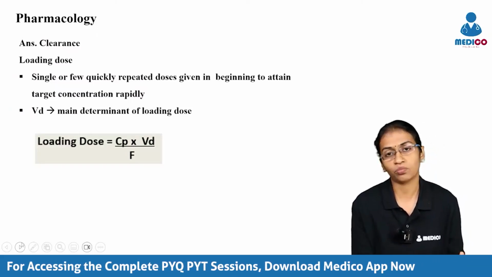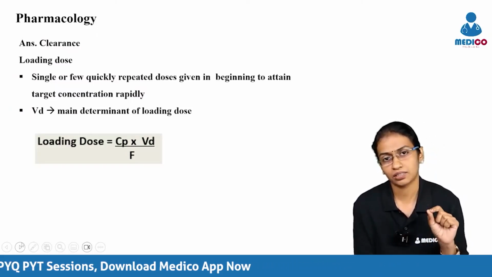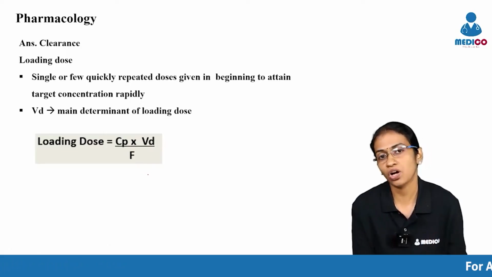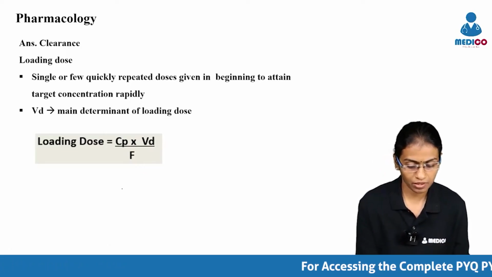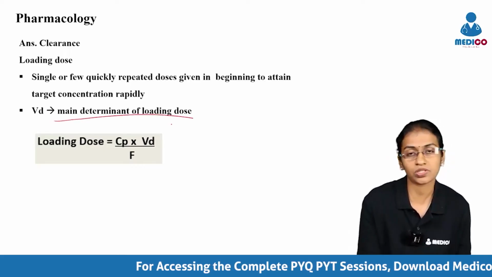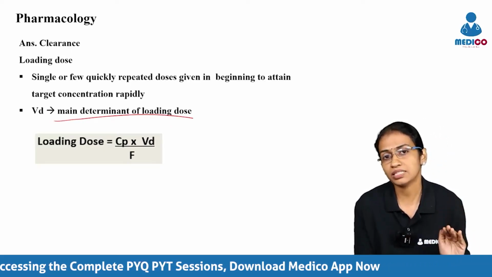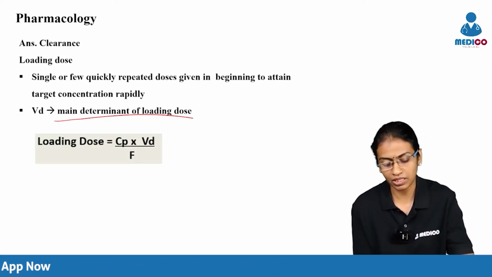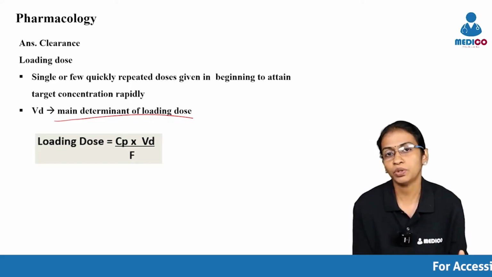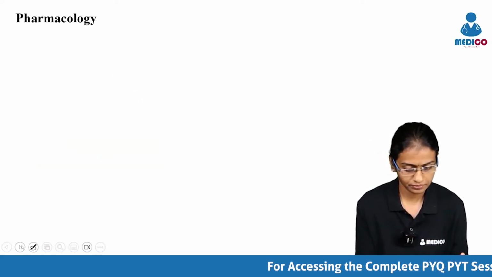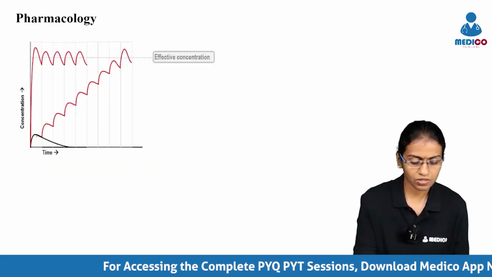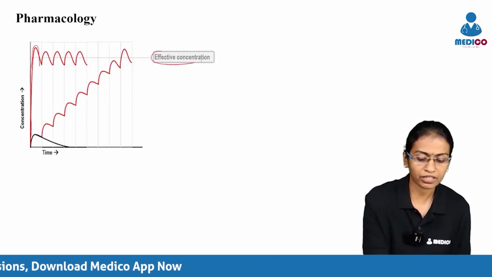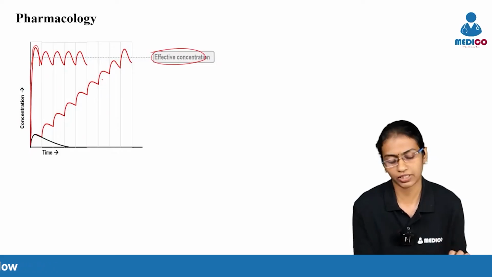So this is a formula. Cp is the target plasma concentration that you want, Vd is the volume of distribution, and F is your bioavailability. The main determinant of loading dose is your volume of distribution. The main determinant of your maintenance dose is your clearance. So for clearance, it is the same formula. Instead of volume of distribution, we'll put clearance. So this is what we are doing. We are giving an initial high dose to reach the effective concentration in a short span of time.